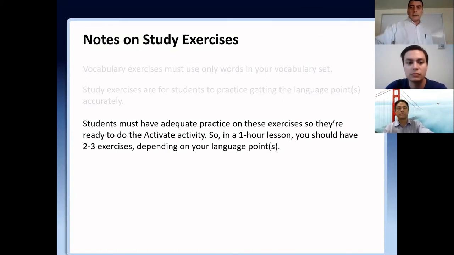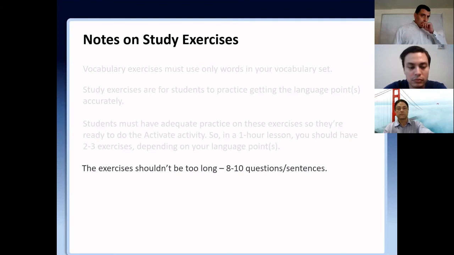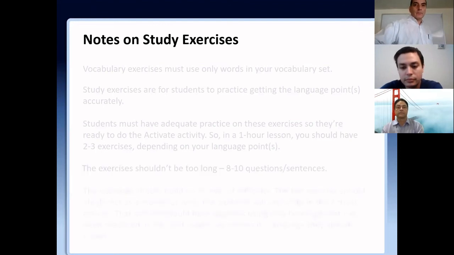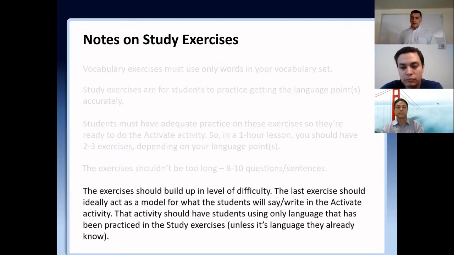These exercises shouldn't be too long. Certainly don't give them a 30-question exercise. Okay, 8 to 10 questions or sentences will be fine. And as I mentioned, they should build up in level of difficulty and complexity. Okay, and as we said, the final study exercise can act as a model for the activate.